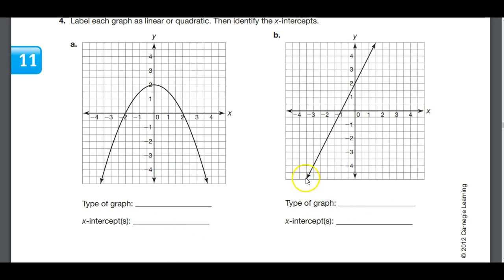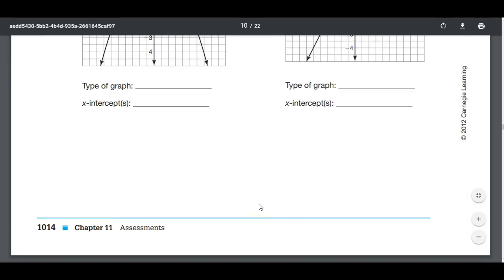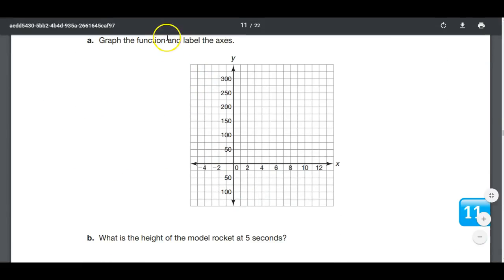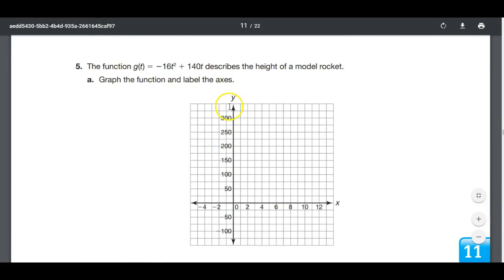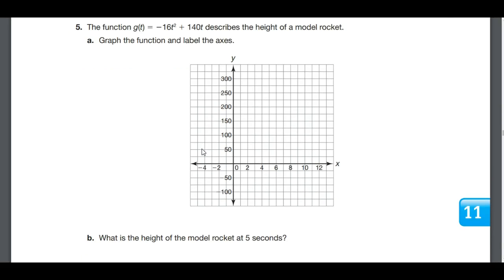This type of graph goes in a straight line constantly. So this would be a linear graph, right? And the x-intercepts, there is only one, and it is at -1. Okay, here we go. This is a vertical motion function. -16t squared plus 140t describes the height of a model rocket. Graph the function and label the axes.